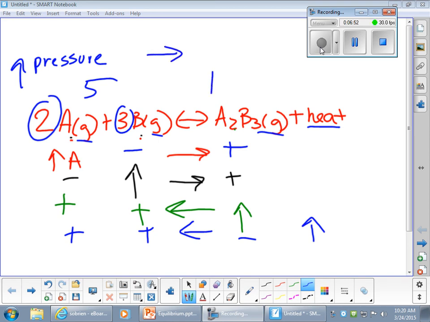But then what happens as a result of shifting to the right? Well, we shift to the right, everything on the right goes up. So the amount of A2B3 will go up, everything on the left goes down. So it's not just about which direction you shift, we also need to know what happens as a result of the shift. Whatever direction you shift, everything on that side goes up, and everything on the side away from the direction you're shifting will go down because it's getting used up or colliding to make whatever it is you're trying to make. We'll discuss more examples in class tomorrow.